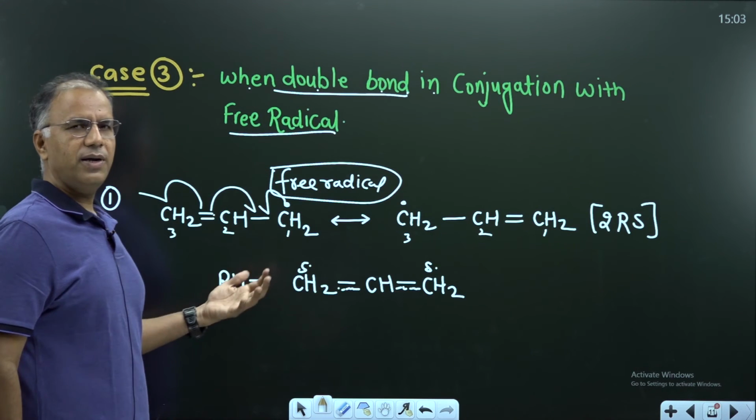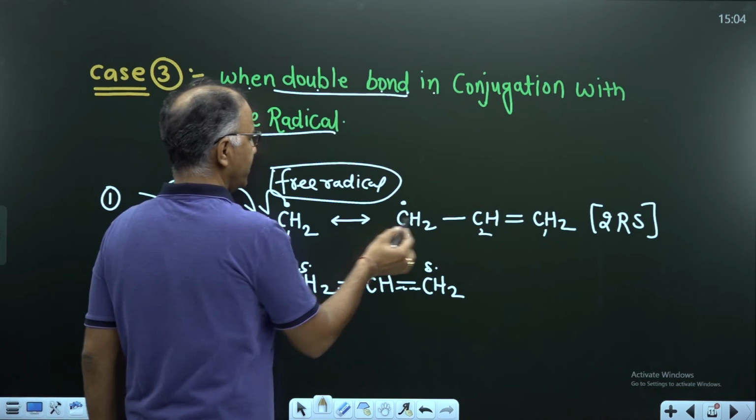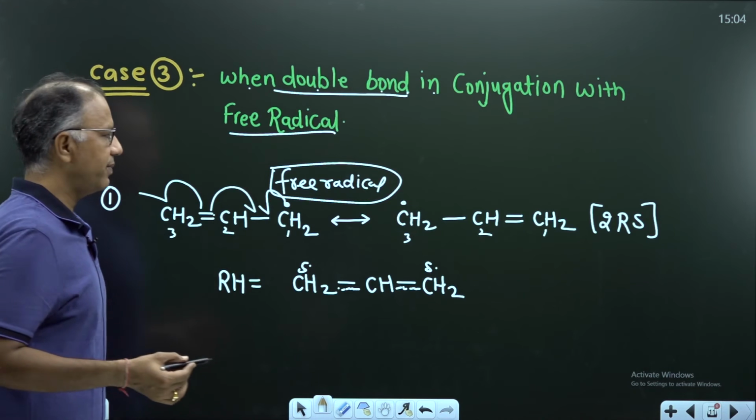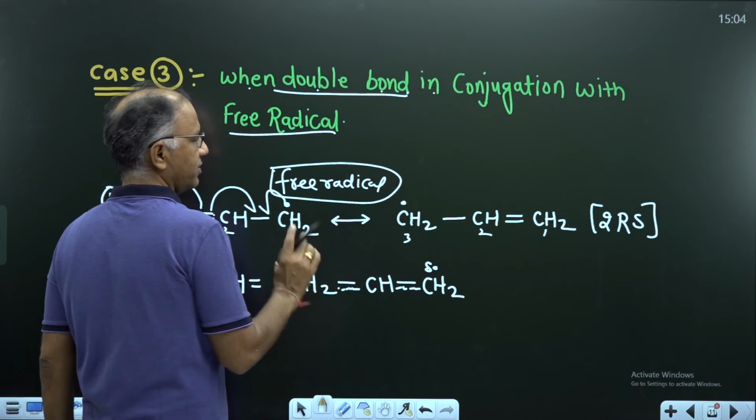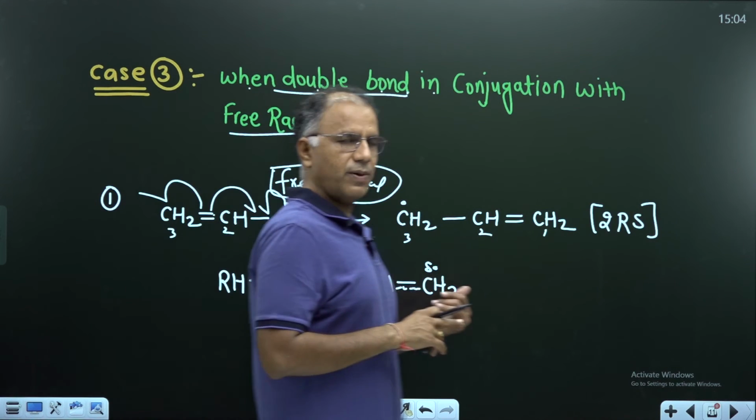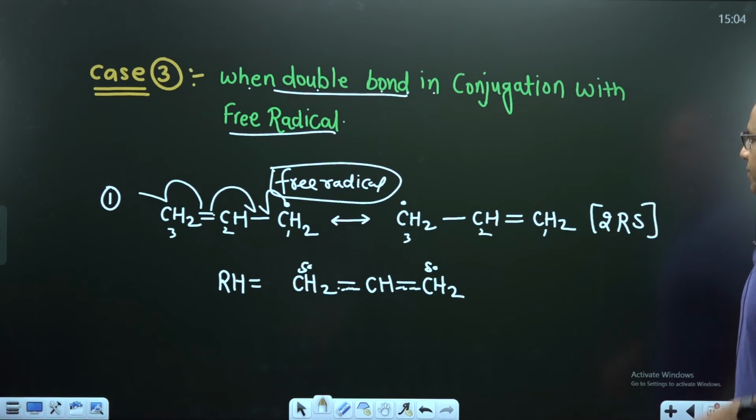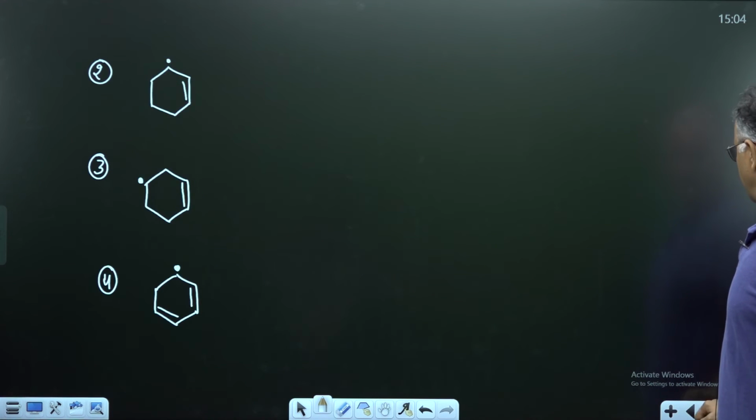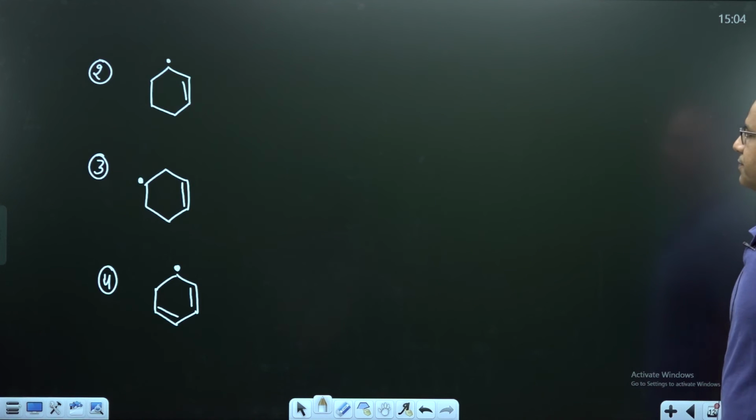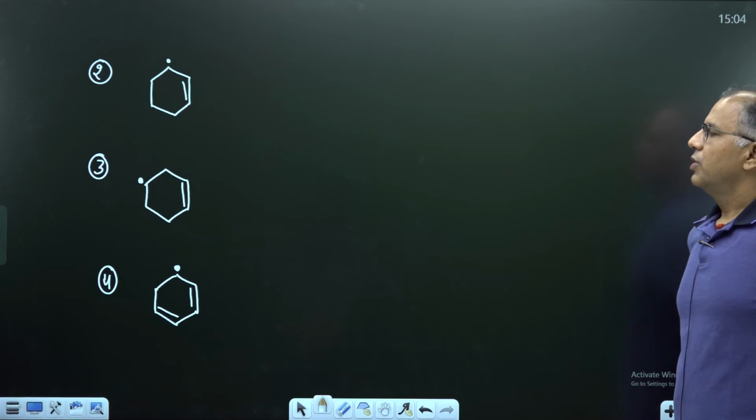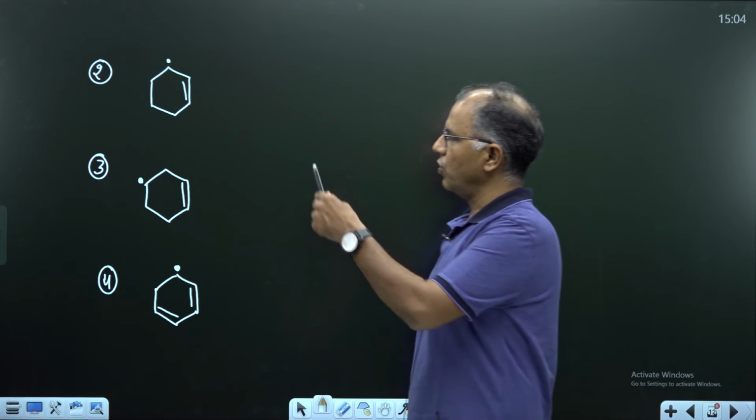Now how to draw the hybrid? If there is a positive charge, we will write delta plus, delta plus. If there is a negative charge, we will write delta minus, delta minus. Similarly, in case of radical, we will write delta dot and delta dot. In positive, delta plus; in negative, delta minus; and in radical, delta dot. Now try this example. You have to draw resonating structures and you have to draw the resonance hybrid.